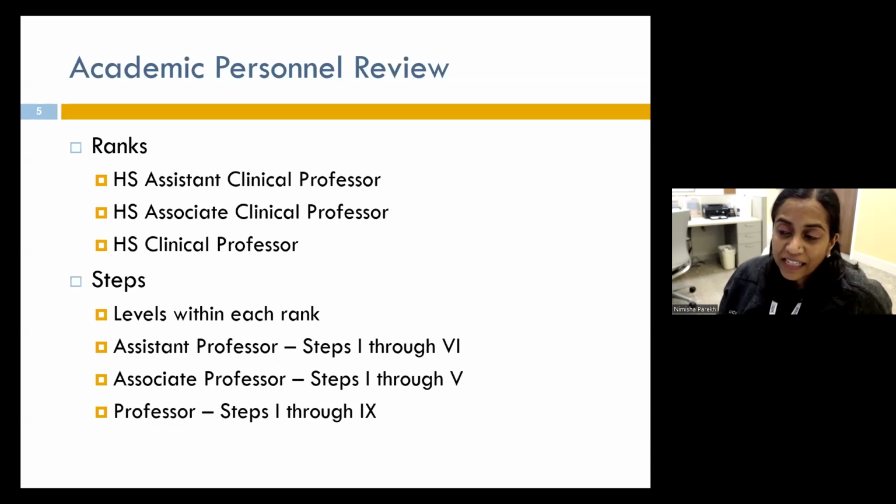So within any of these series, we have different ranks of assistant, associate, and professor. In the HS series, we call it HS Assistant Clinical Professor, HS Associate, and HS Clinical Professor. Within each rank, we have different steps. And so within the assistant professor, we have steps 1 through 6. Associate professor, we have steps 1 through 5. And professor levels, we have steps 1 through 9.